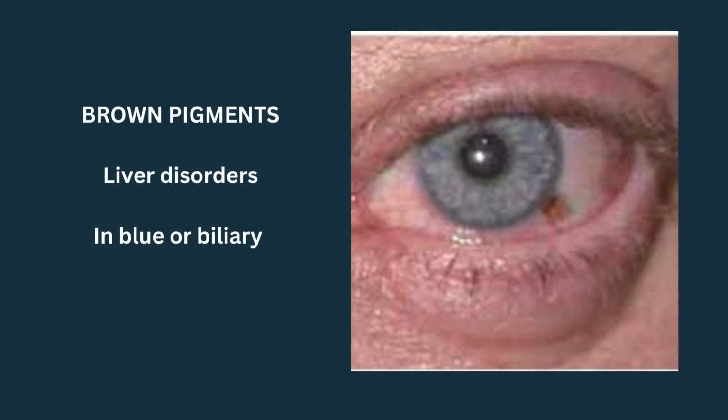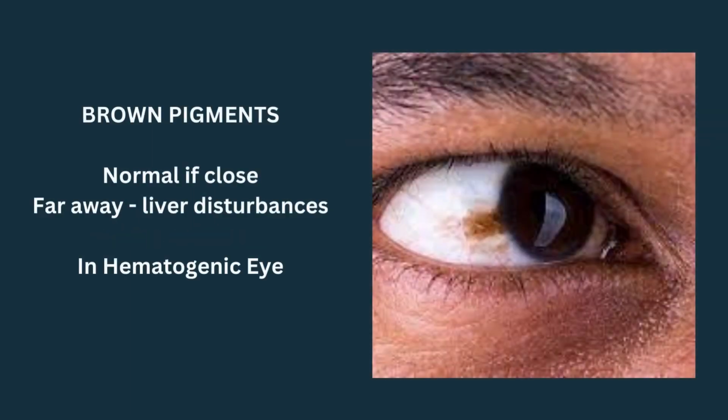So when you see this brown pigment in the white of the eyes, if it's in a blue eye or a biliary eye, then it means there's a liver disorder. A liver disorder only in the blue or biliary eye. Let's take a look at this one. Now, here we have it in a hematogenic eye, in a brown eye.